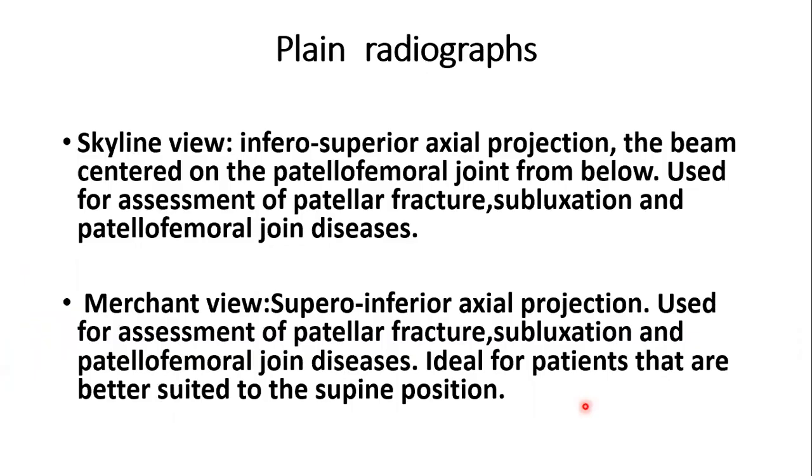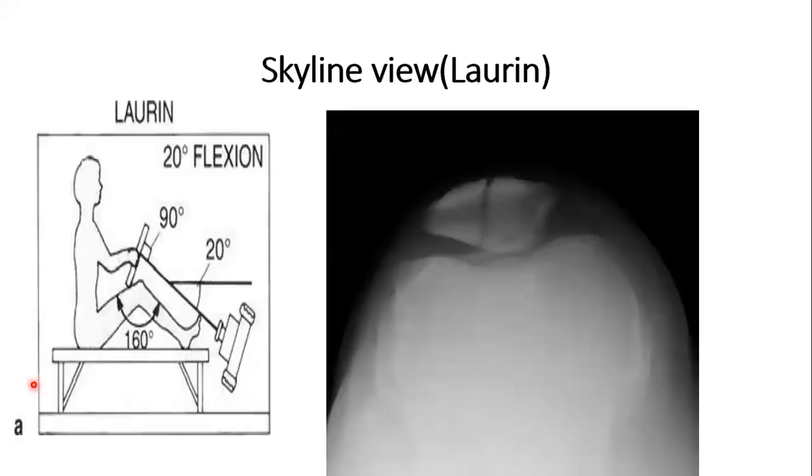Plain radiograph of patella. Skyline view, inferior superior axial projection, with the beam centered on the patellofemoral joint from below. Used for assessment of patellar fracture, subluxation, and patellofemoral joint diseases. Merchant view, superior inferior axial projection, used for assessment of patellar fracture, subluxation, and patellofemoral joint disease, ideal for patients in supine position.